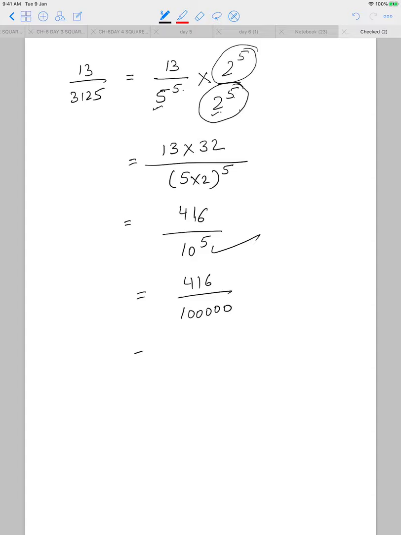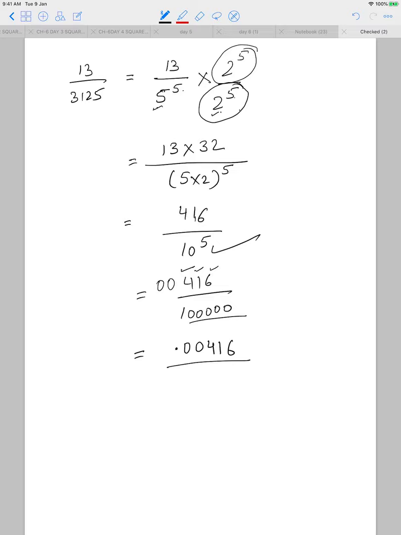Now after how many places of decimals will it terminate? 0.00416, because there are 5 zeros in the denominator. We'll start counting from the last digit, 1, 2, 3. We'll put 2 zeros to make it 5 and then put a decimal point here. So this is the decimal expansion of the given rational number. This way the calculation has become so much easier.